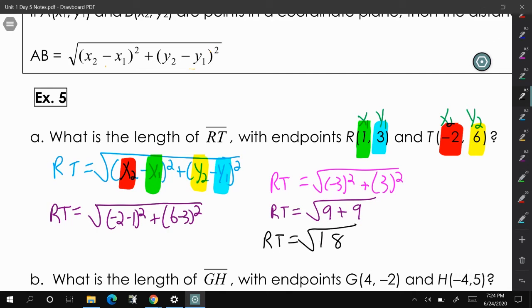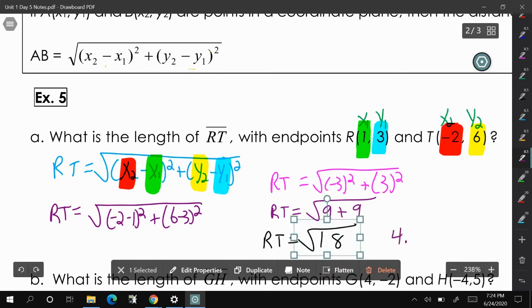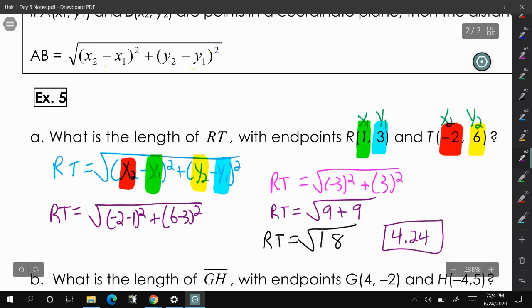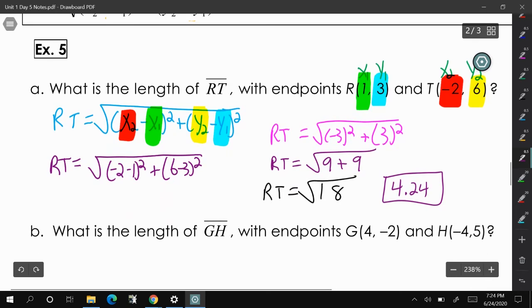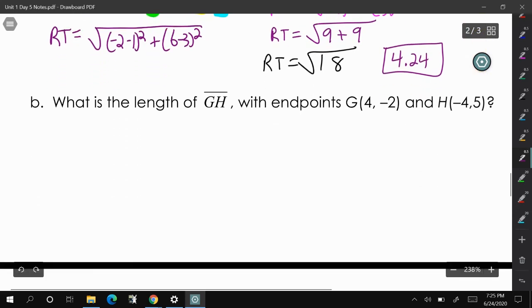So then at that point, we can use our calculators to get a decimal approximation for this. And we get 4.24. That is our answer. So always 2 decimal places, and we round to the nearest hundredth, which is the second decimal place. All right, now example B. What is the length of GH with endpoints at 4, -2 and -4, 5?